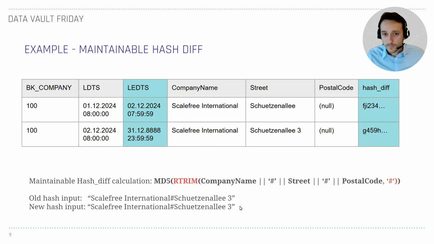But note, if you decide to start using this kind of logic in your project for existing satellites, it will still calculate a different hash diff than the ones loaded previously in the satellite. So for existing satellites, you still need to update the hash diff, at least for the active record. So you can use basically the approach that I shared previously.